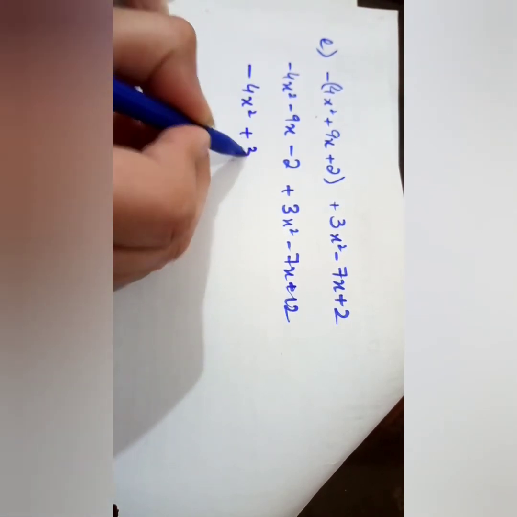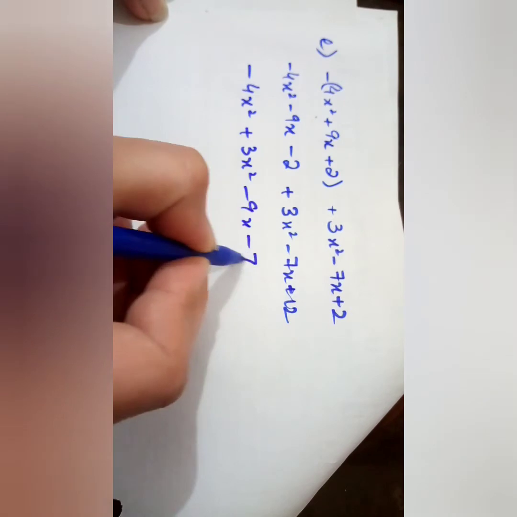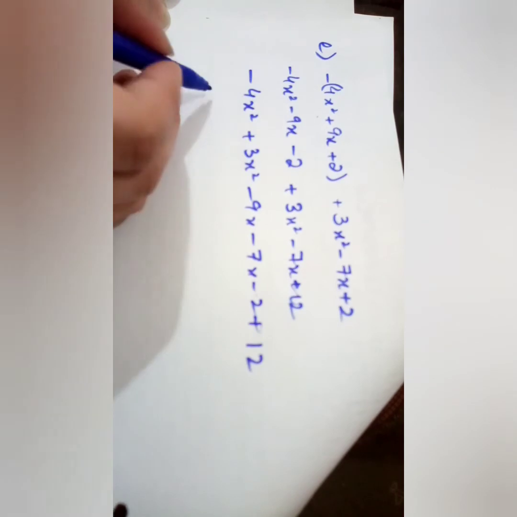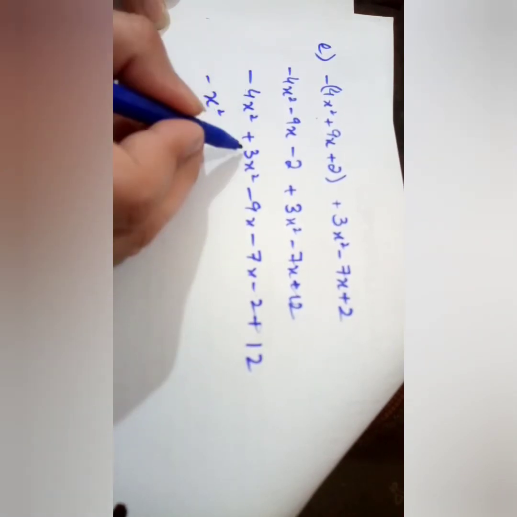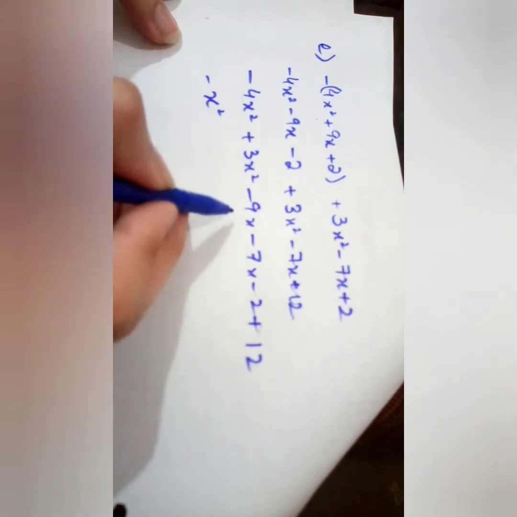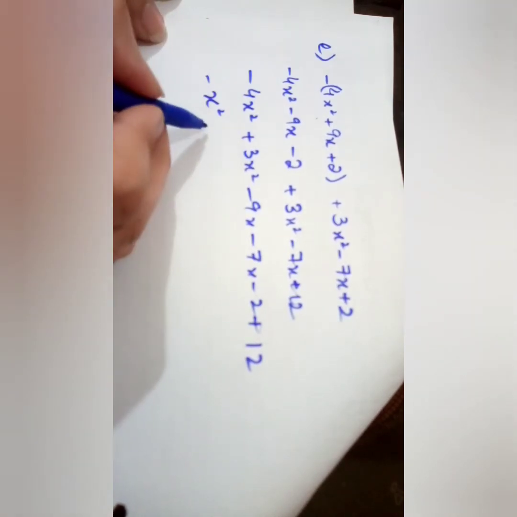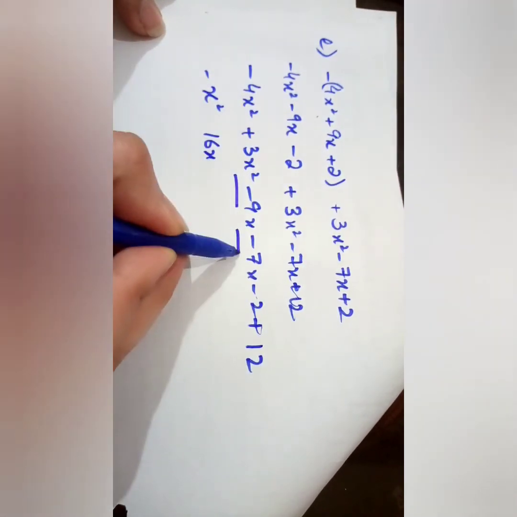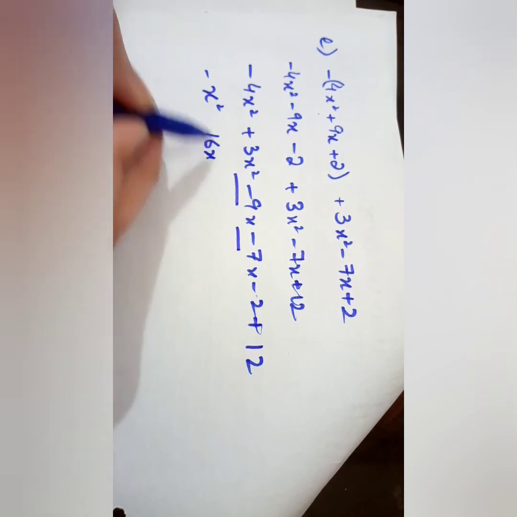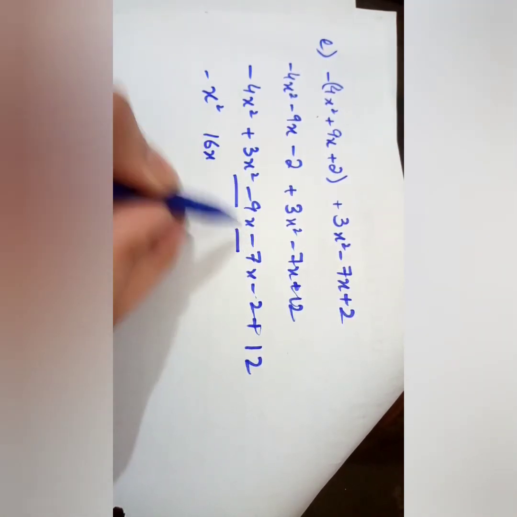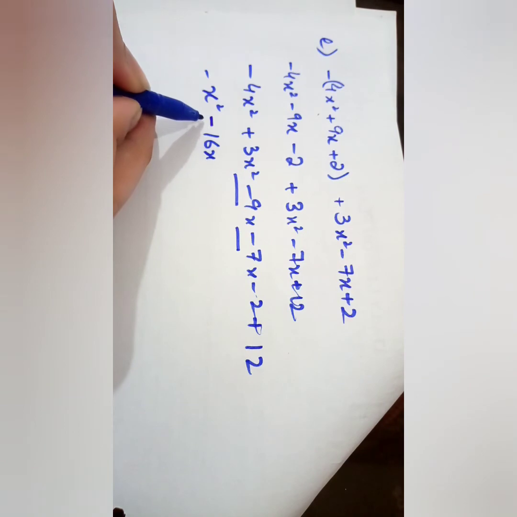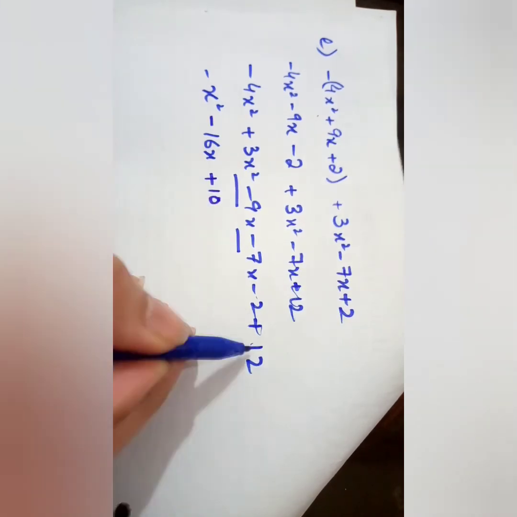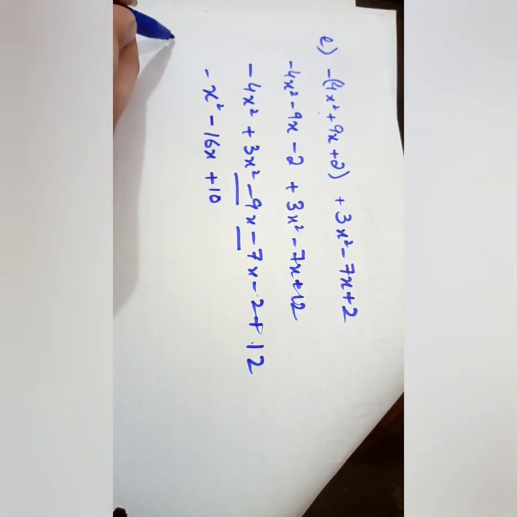Terms with the same variable: 3x squared minus 4x squared, minus 9x minus 7x, and minus 2 plus 12. Minus 4 plus 3 is minus x squared, because 4 minus 3 is 1, and place the sign of the greater term. Then minus 7 and minus 9 will become 16. I am adding the terms because both terms have the same sign. When there is the same sign, the terms will be added and we place the sign that is with both terms. Both terms have the minus sign, so this minus will come here. Now plus 12 and minus 2 will become plus 10: plus and minus gives the greater term's sign. This is all about part E.